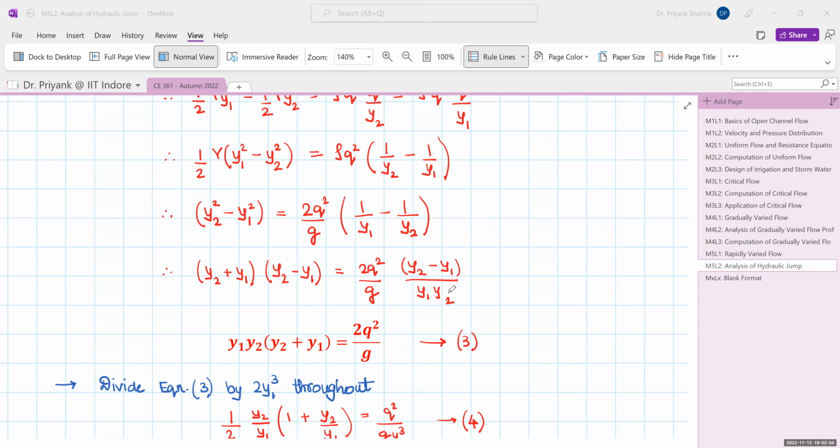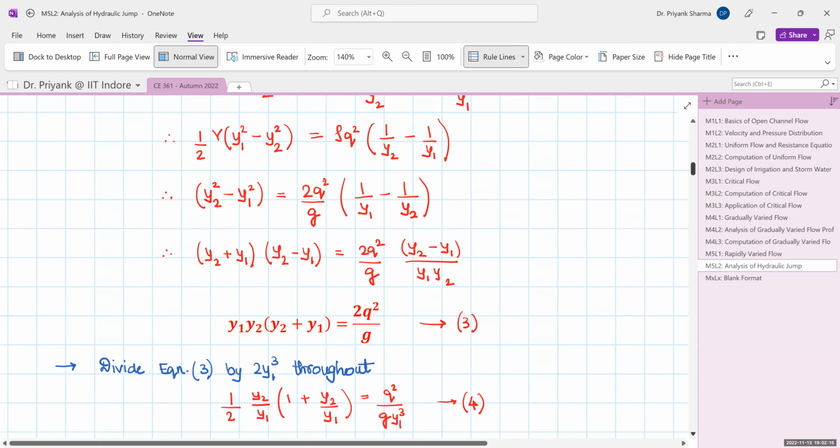Now we divide equation 3 throughout by 2y1 cube, because we want to find the relationship between y1 and y2. So what is the sequent depth relationship? That is what we want to know.